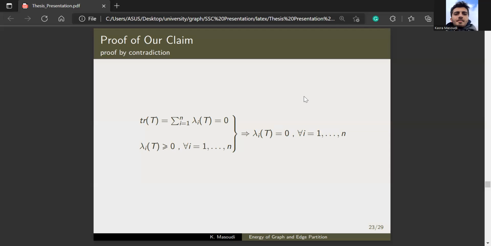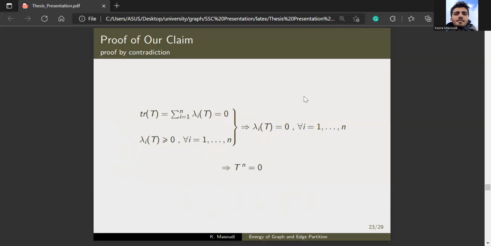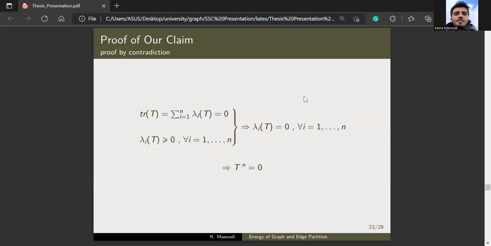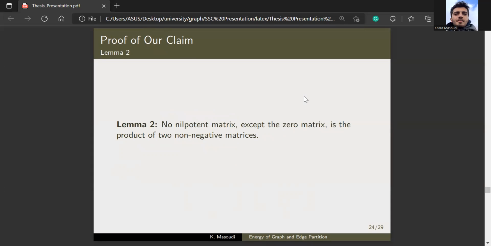Therefore, its characteristic polynomial is x to the power n. And we know that each matrix is a root of its characteristic polynomial. So T to the power of n is equal to 0. In other words, it's nilpotent. Here we have a lemma that we won't prove: no nilpotent matrix except the 0 matrix is the product of two non-negative matrices.